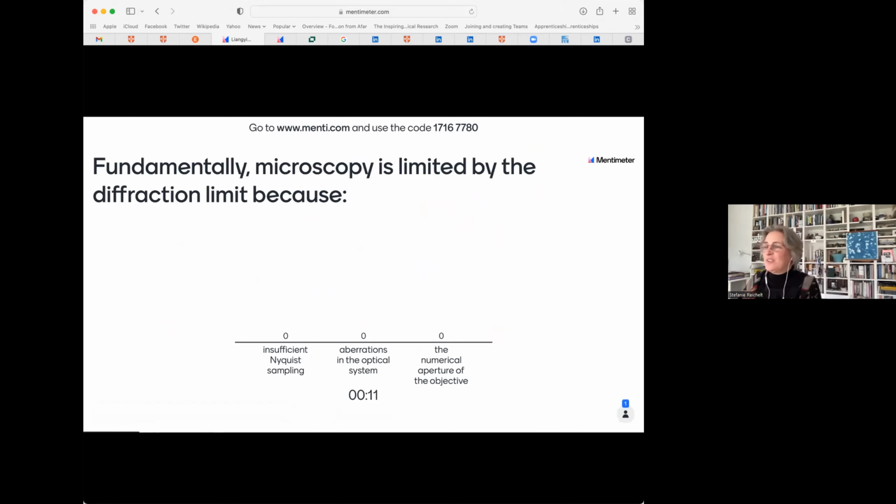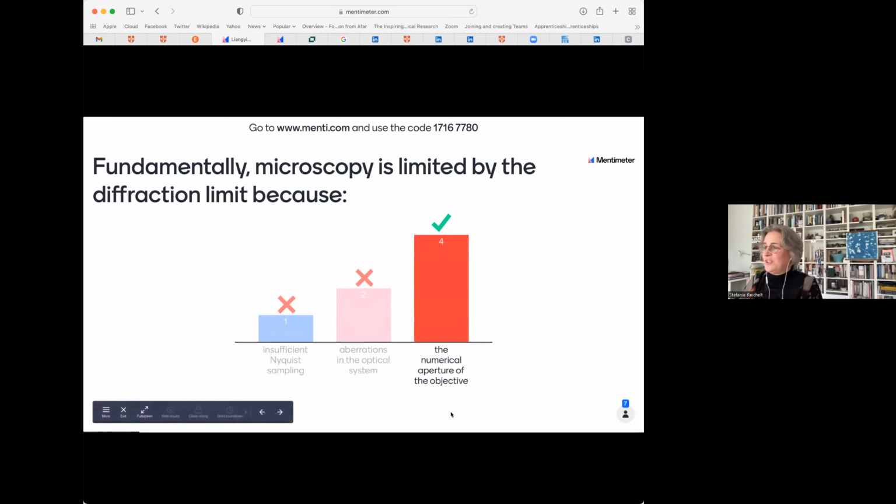Fundamentally, microscopy is limited by the diffraction limit because of insufficient Nyquist sampling, aberrations in the optical system, or the numerical aperture of the objective. And that time is up. We have 4 people who picked up that it's the numerical aperture of the objectives, but obviously there are other contributing factors. But let's see the leaderboard on this, which I haven't actually used that much.